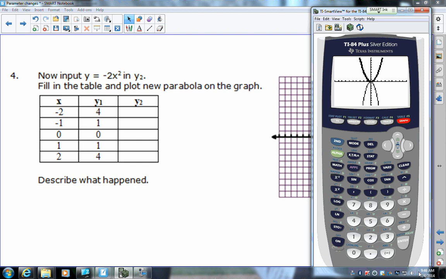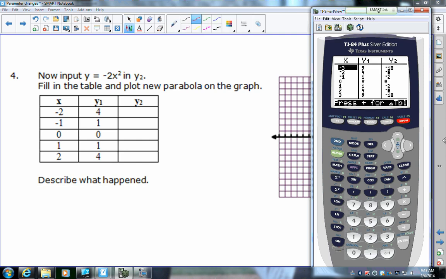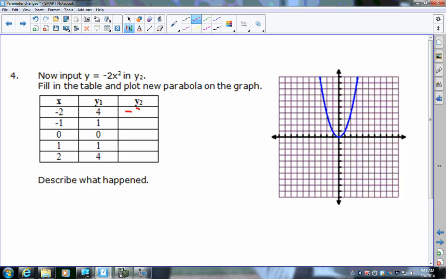Yeah, that parabola is open downward now. Okay, we'll look at that in just a second. So let's go to the second graph. Let's fill in our table. So it says negative 2 and negative 8. Negative 8, negative 2, 0, negative 2, negative 8.